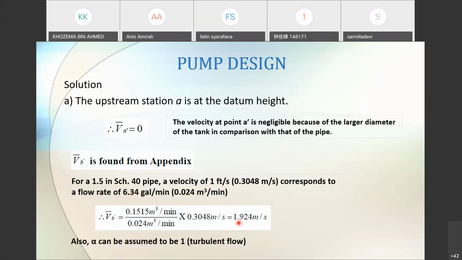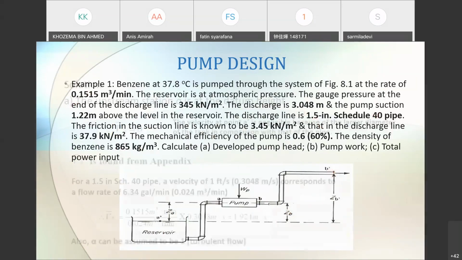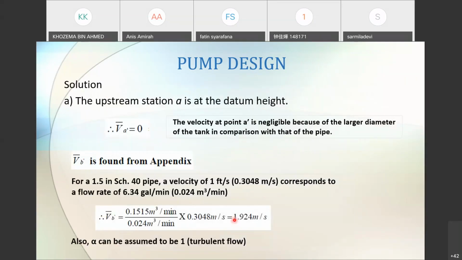the discharge here. So at this point here, based on our value of flow rate and the information we get from the table, we can find that the value of flow rate at point B prime is 1.925. As for the value of alpha, we can assume that the value is 1 for turbulent flow.